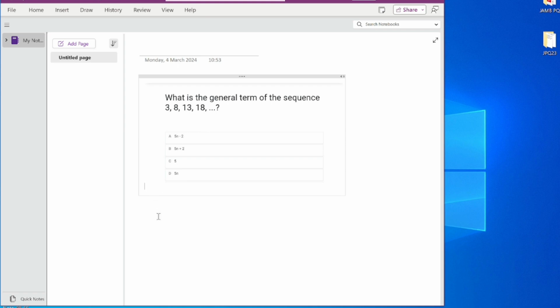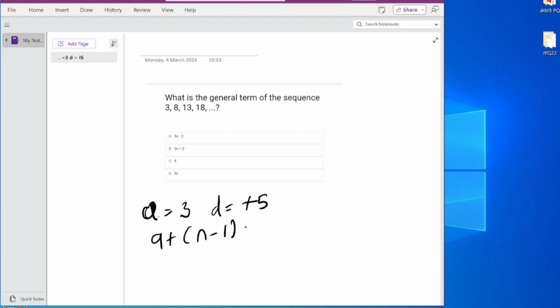We'll start with our first term, which is represented by a. A is 3. Our common difference d is 5, or plus 5. The general formula can be derived from the basic formula, which is a plus (n minus 1)d. Your a will always be constant, it doesn't change, and your d never changes, but your n can change. It is the value of the term, the particular term we are on.